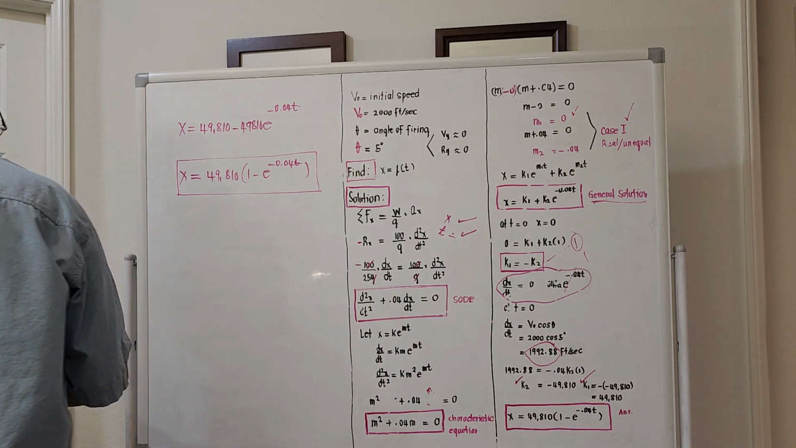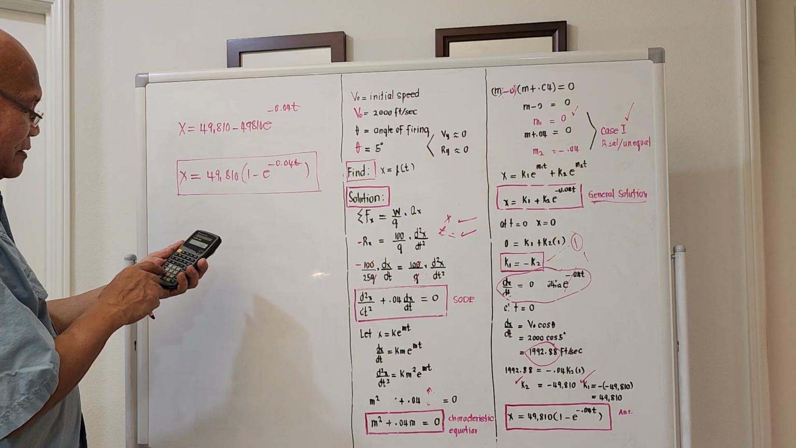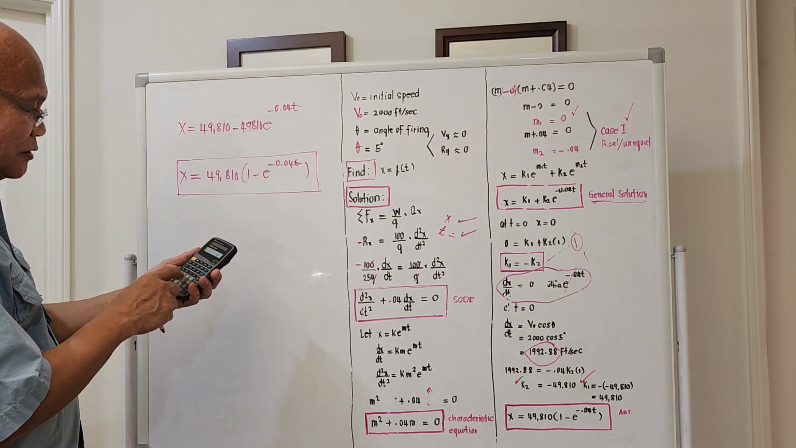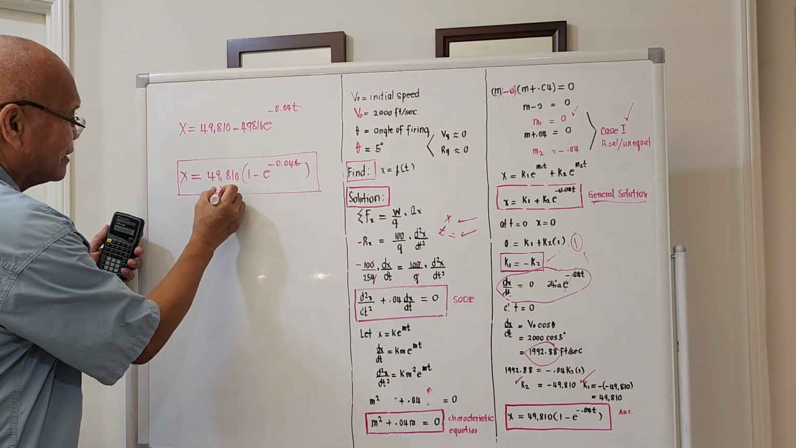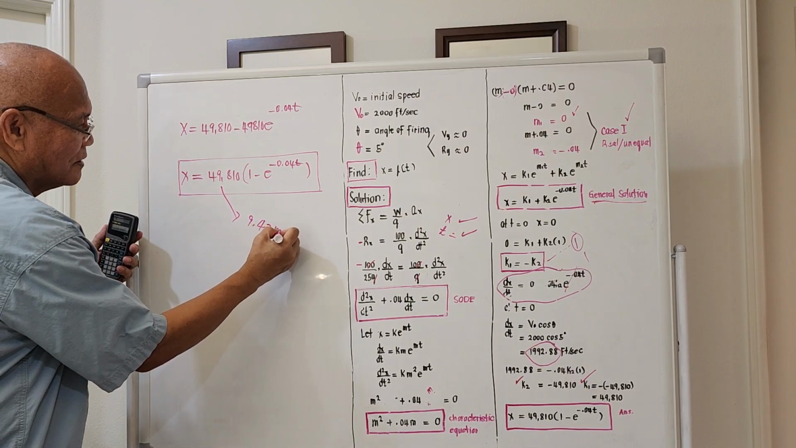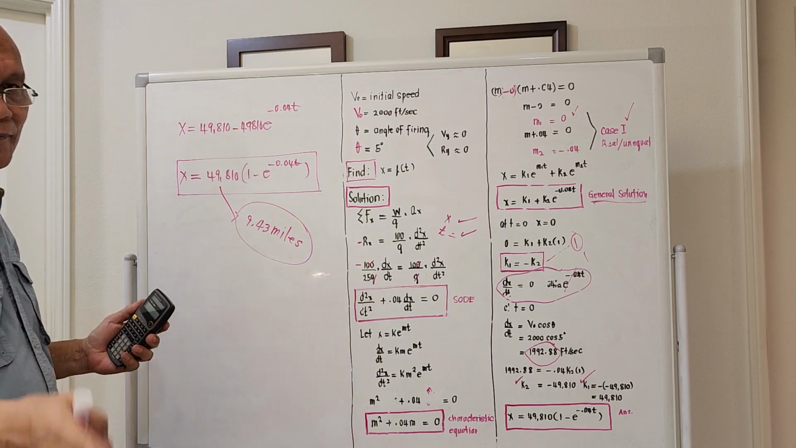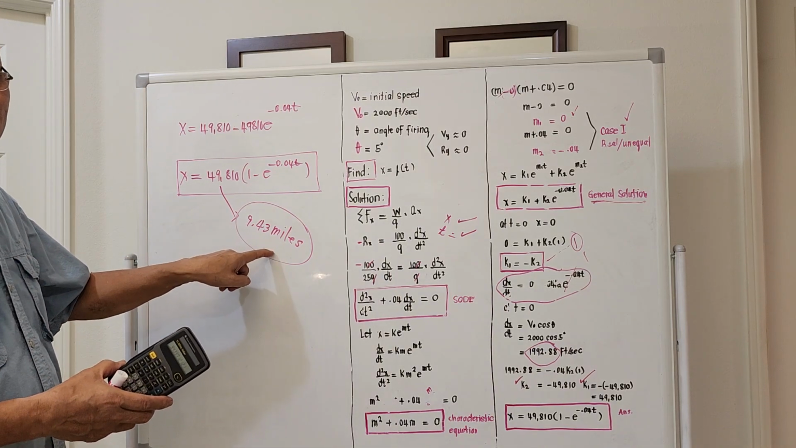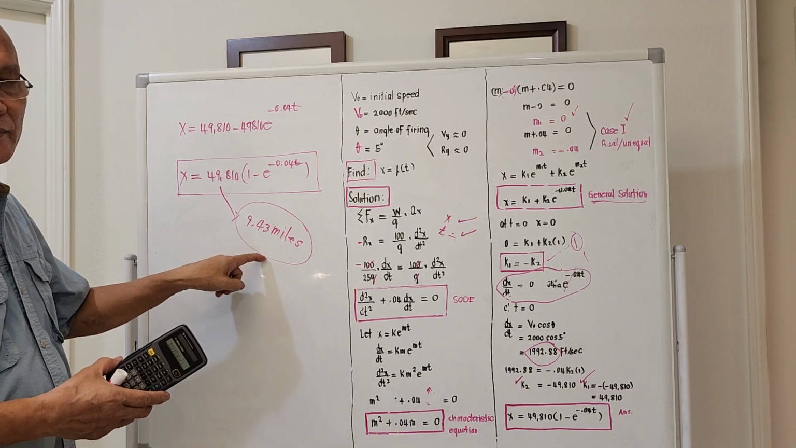49,810 is actually in terms of feet. 1 mile is 5,280 feet, so 49,810 divided by 5,280 feet is approximately 9.43 miles. So actually the projectile here has a range of 9.43 miles. It could hit any enemy within a range of 9.43 miles.